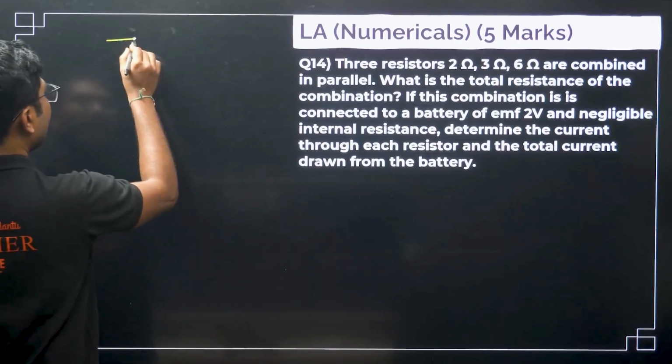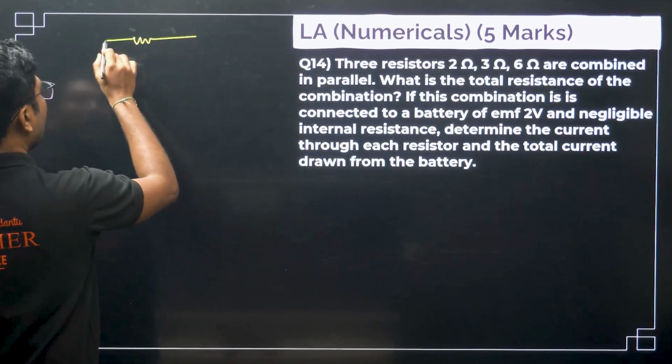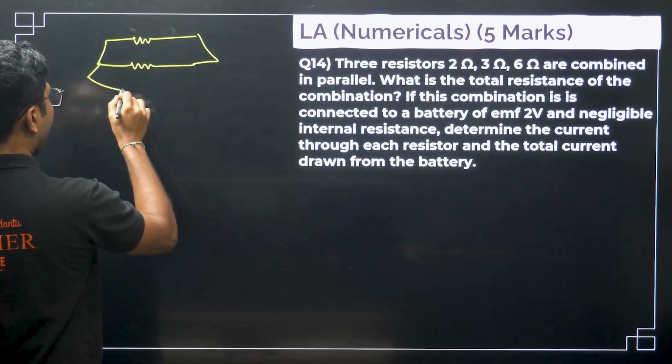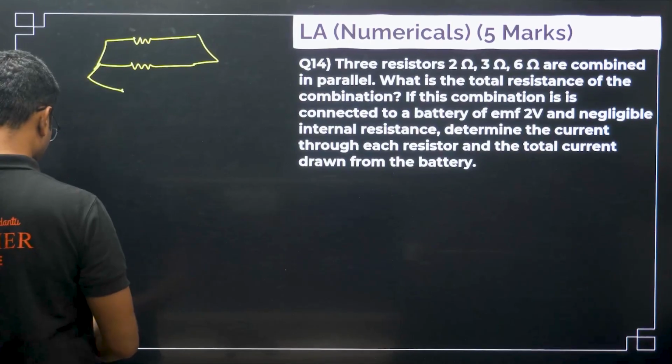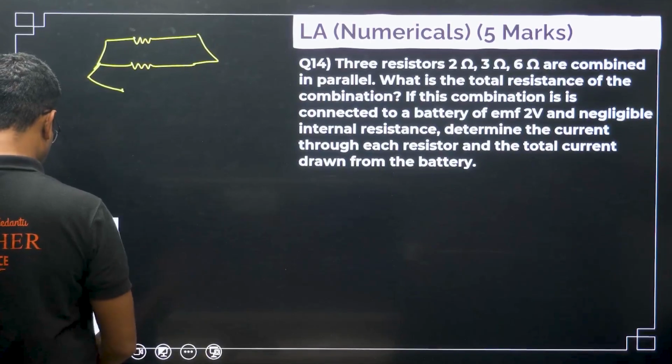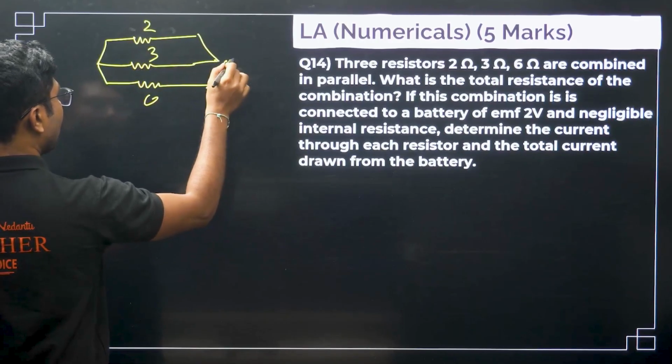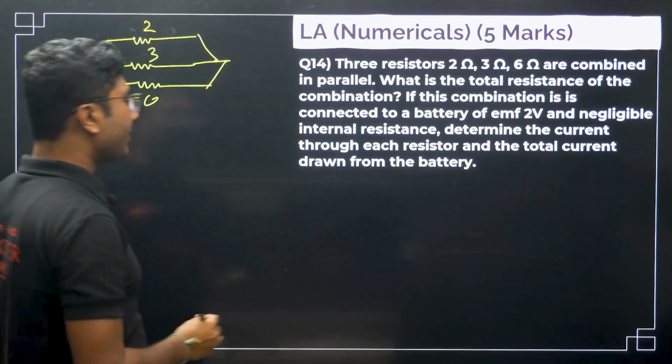So we have a 2 ohm, a 3 ohm and a 6 ohm. Okay, they are all connected in parallel. So 2, 3 and 6, they are all connected in parallel. What is the equivalent resistance?